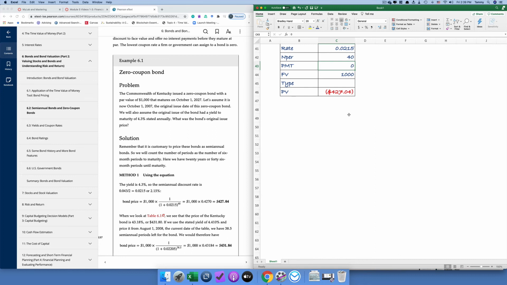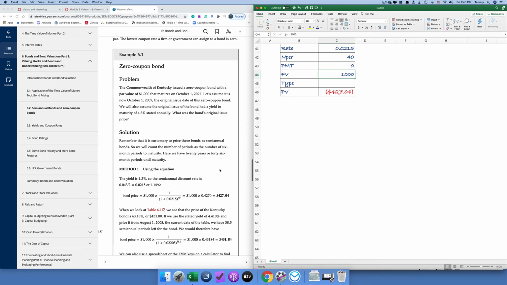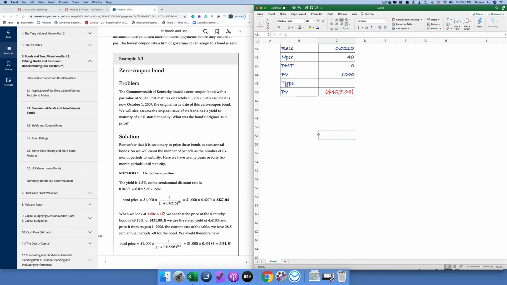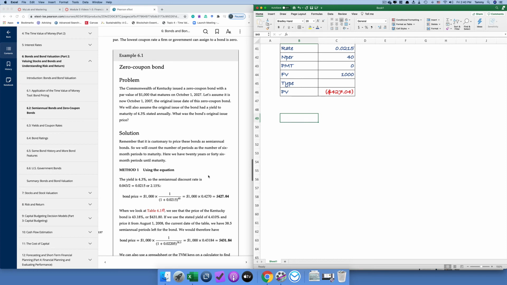So for $427, you could buy yourself a $1,000 guaranteed cash flow 20 years from now. So that's how you price zero coupon bonds. The issue, though, is that even though you're not actually getting the payments, you have to pay taxes on them. You're getting a payment of zero, but because it's interest income, just like when we're doing our accruals in financial accounting, you have to recognize the revenue when you earn it, right? So you have to pay taxes on these zero coupon bonds, even though you haven't gotten any interest payments.